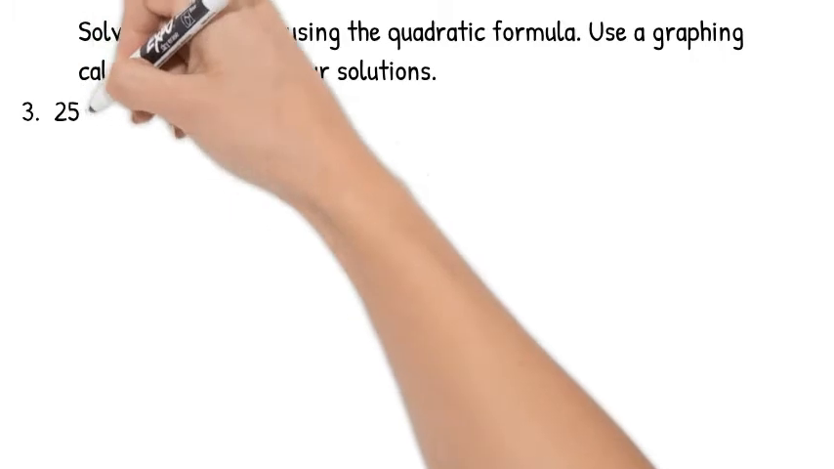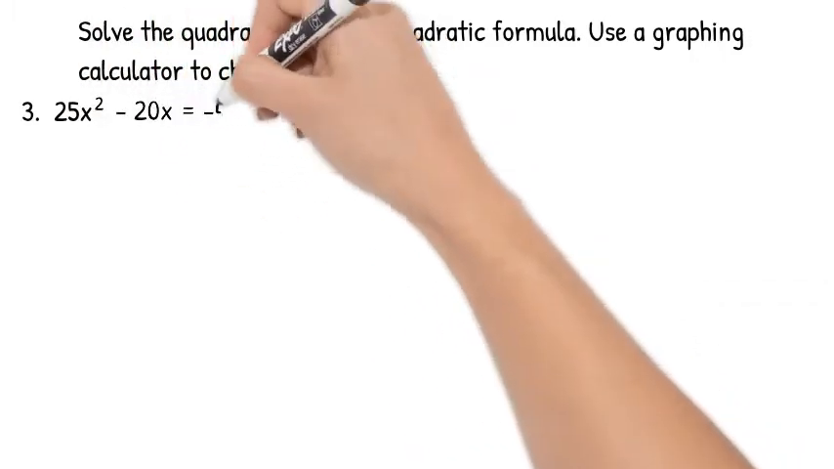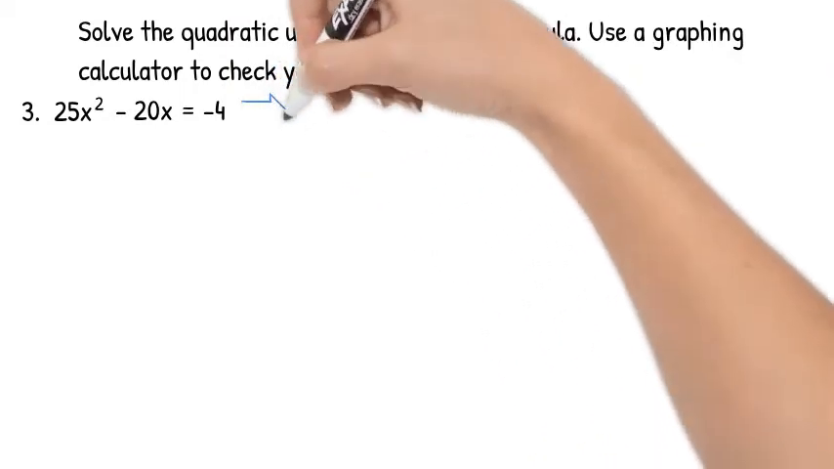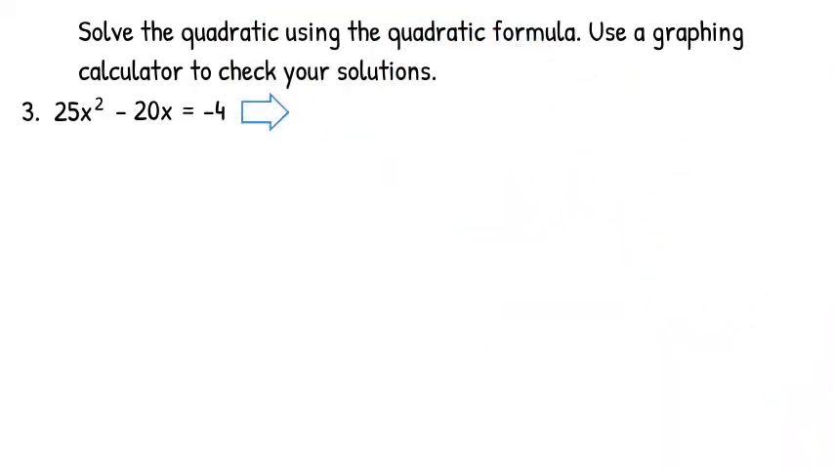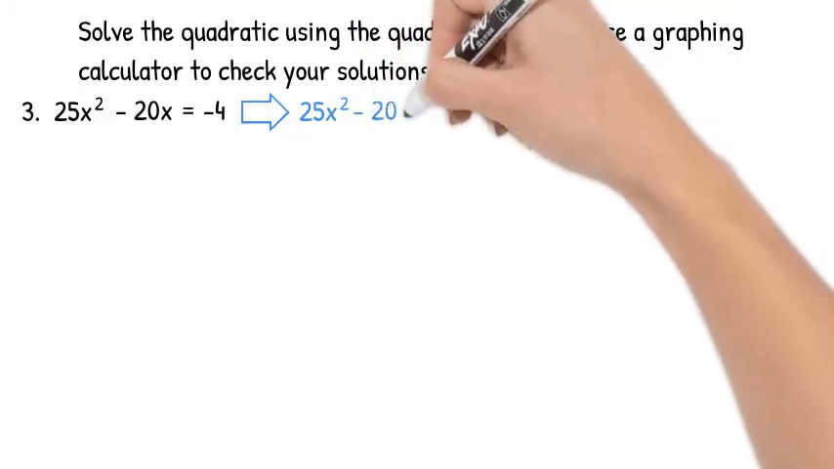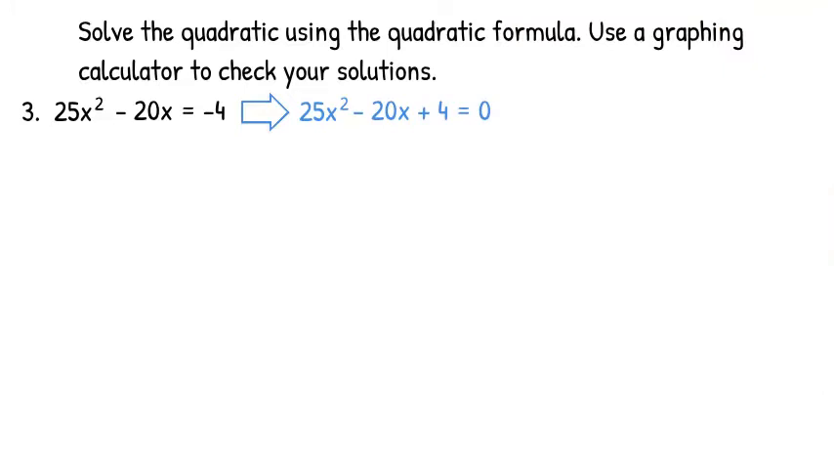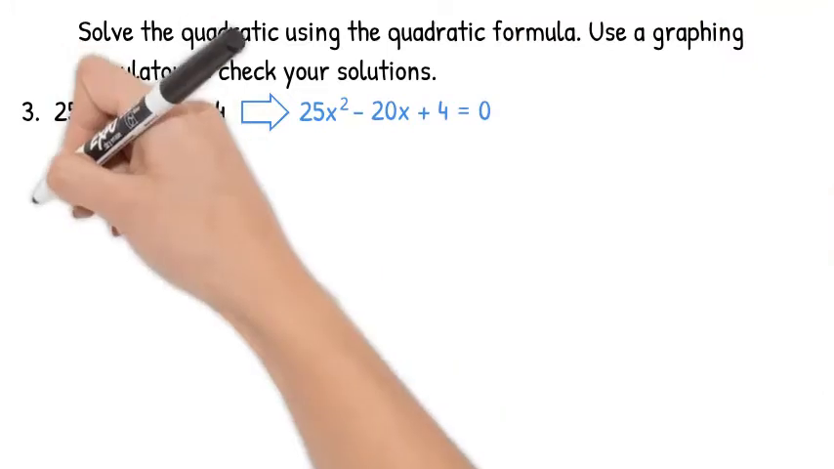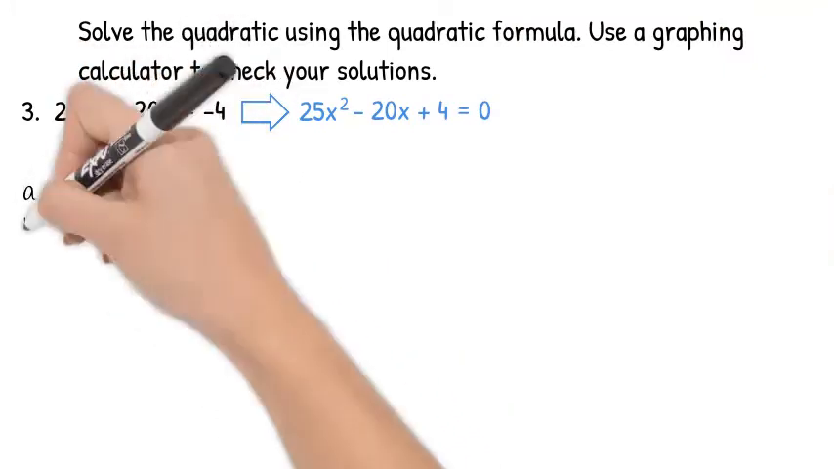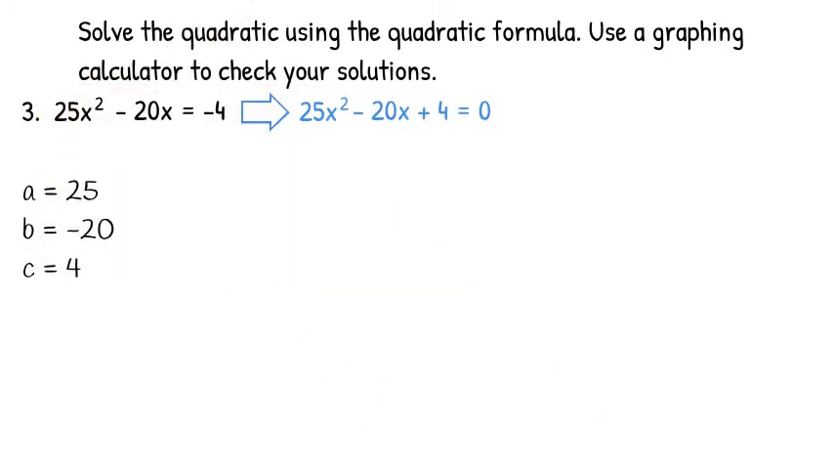solutions. So number 3 is 25x squared minus 20x equals -4. We need to get this in standard form, so we need to add 4 to both sides, and we get 25x squared minus 20x plus 4 equals 0. All right, we need to find our A, B, and C. So A is 25, B is -20, and C is 4.